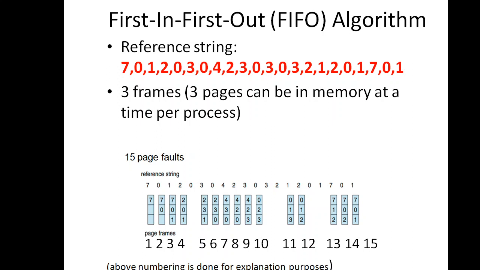In the first block you can see it is initially all empty. When we reference page 7, that will be inserted at the head of the queue. Next I reference page 0, then it becomes 7 and 0. Next we have 1, so it becomes 7, 0, 1. These will be the first 3 pages that we reference.